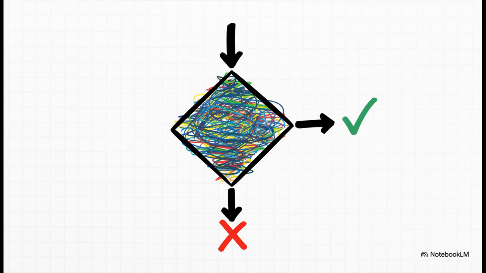Okay, now for the logic. A diamond shape is a decision node. This is where the flow branches out based on some condition. Just think of it as an if-then moment in your process. For example, a question like, is the item in stock? If the answer is yes, the flow goes one way. If it's no, it goes somewhere else.